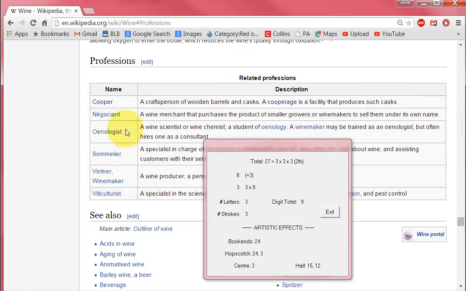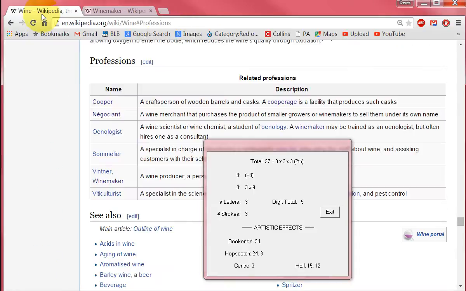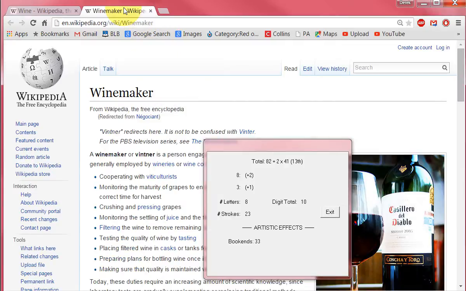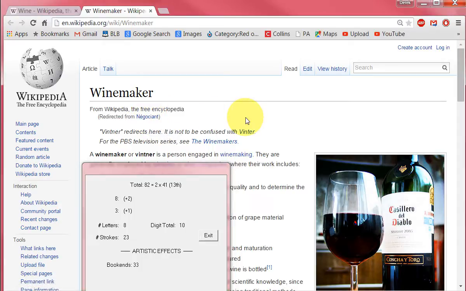Wow. So now what is this? Let's crack it open. Oh, it's classified as a winemaker. Now it just means the same thing, apparently. So apparently this term is out of a wine merchant. Interesting. So now they just classify them as a winemaker. Okay. I'm fine with that.